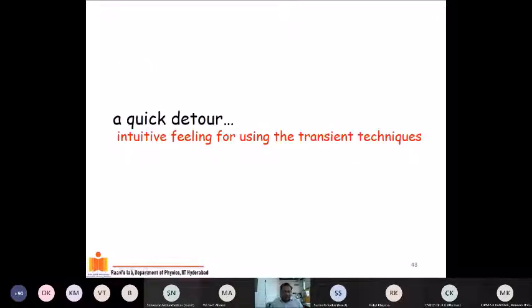Okay, so I take a quick detour, 5 minutes, 10 minutes, because we had too much of solar cells. Let me talk about some optics. What is the intuitive feeling for using the transient techniques?